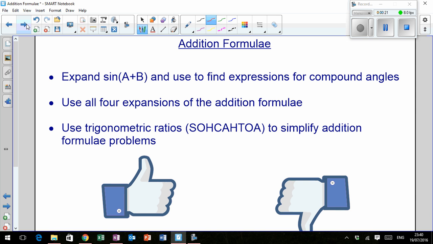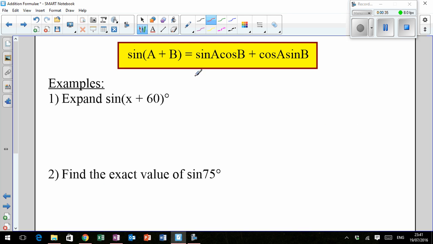So I'm going to show you first just sine of A plus B. I'm going to show you a couple of examples of that, and then I'm going to use all four expansions of the addition formula. And specifically within that, there's a couple of examples using the trig ratios of SOHCAHTOA to simplify them. Okay, now this is your first compound angle addition formula expansion.